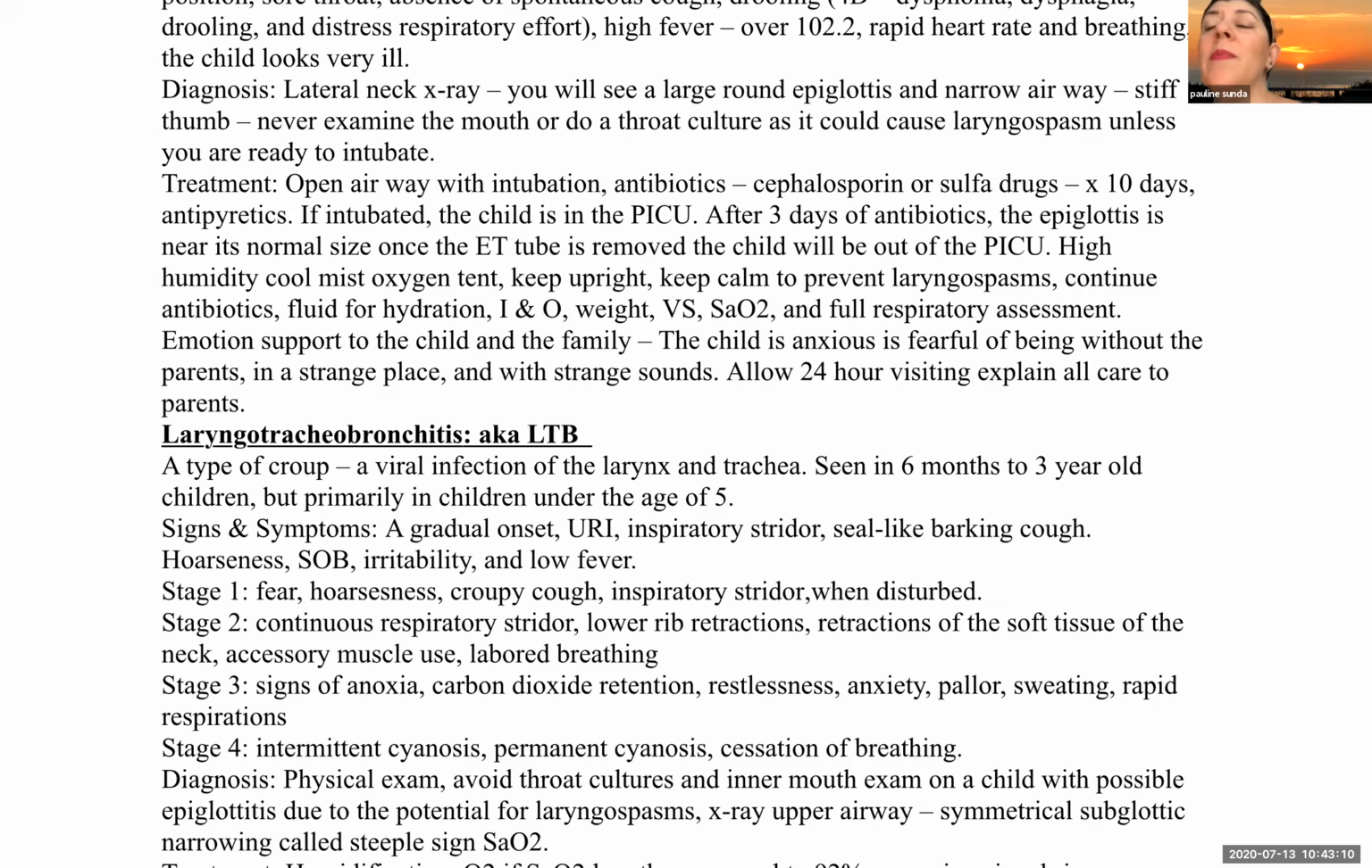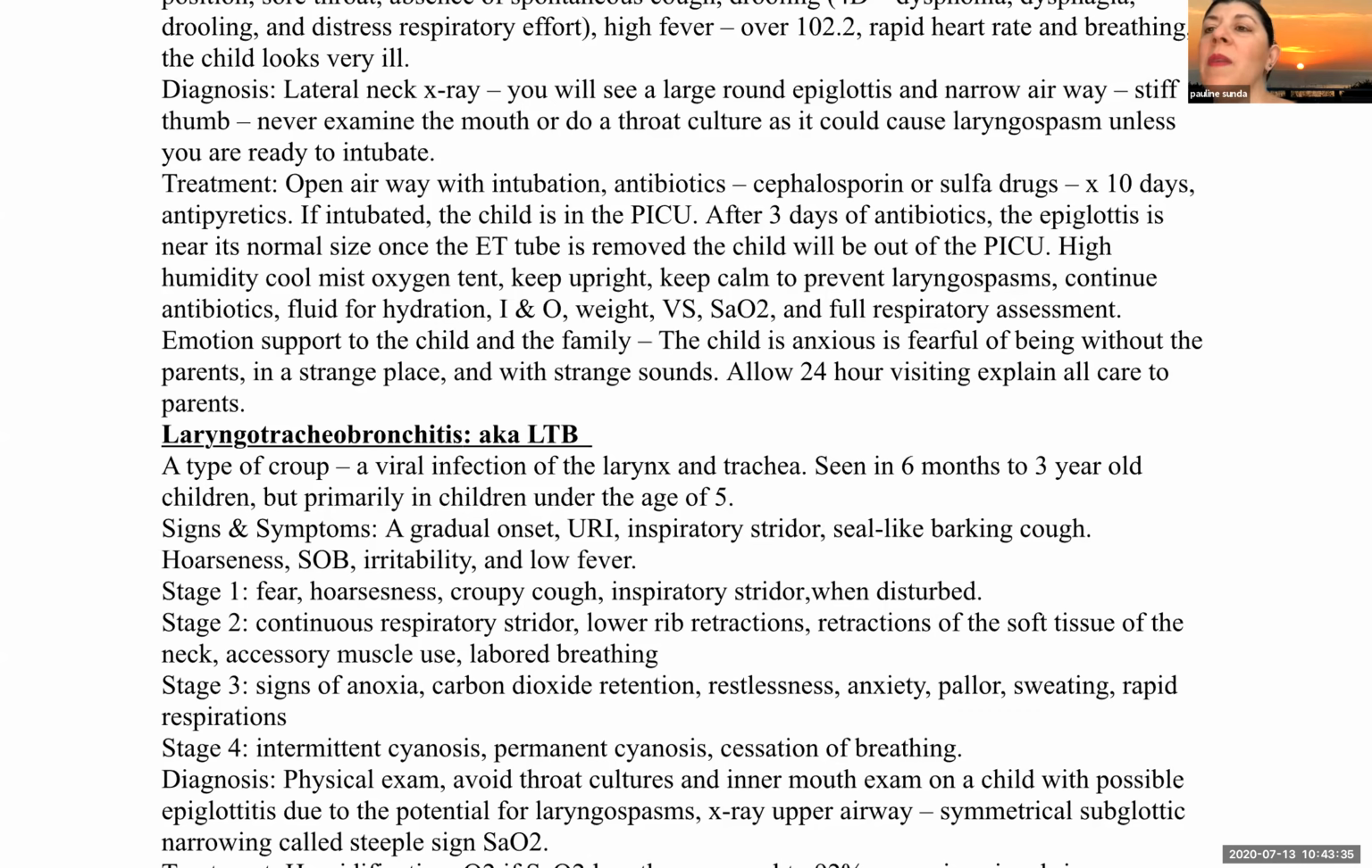They will be getting antibiotics, either cephalosporins or sulfas, for 10 days, and then antipyretics as well. If they are intubated, this child is in the PICU. Typically, after 3 days of antibiotics, the epiglottis returns to near normal size, and then they can be extubated and taken out of the PICU. Often they will be given high humidity, or they can be placed in a cool mist oxygen tent.